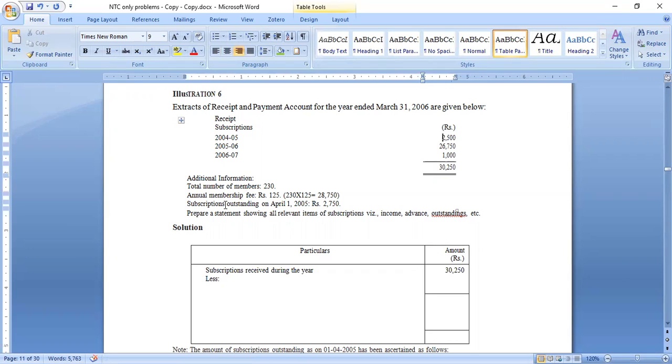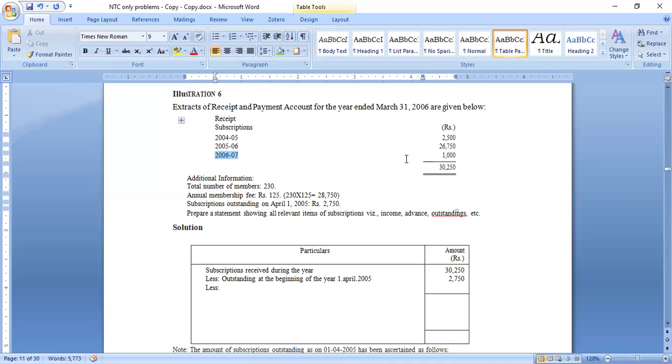I'll tell you. So subscription outstanding at the beginning of the year, April 2005, is 2750. And less: future year 1000.